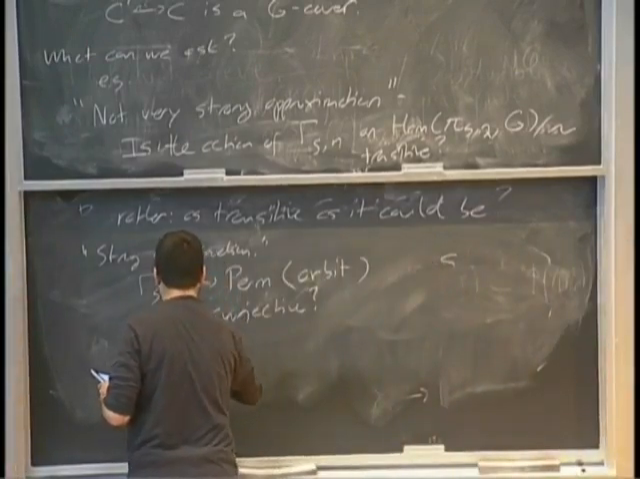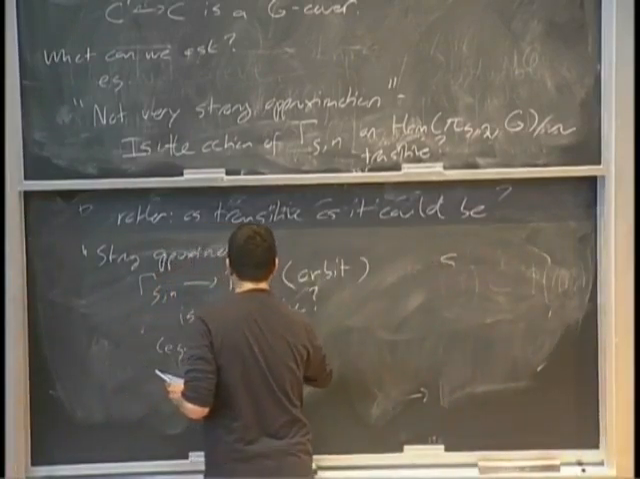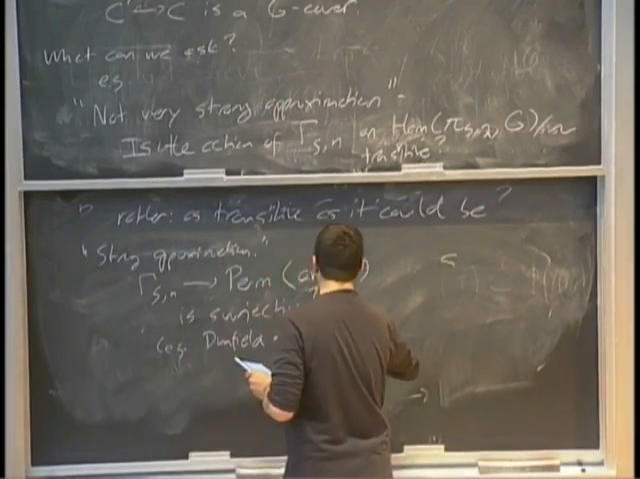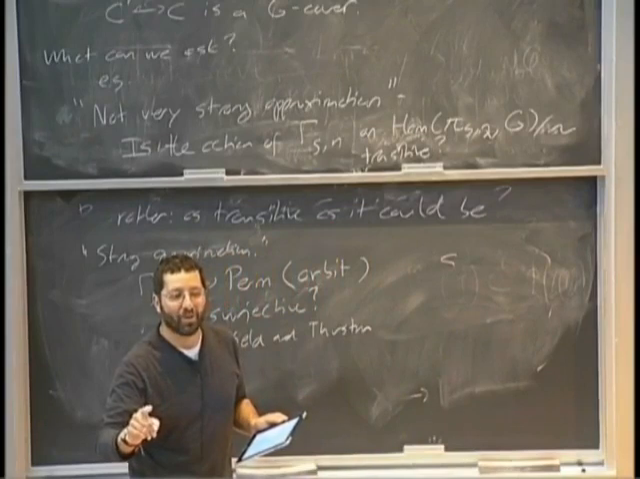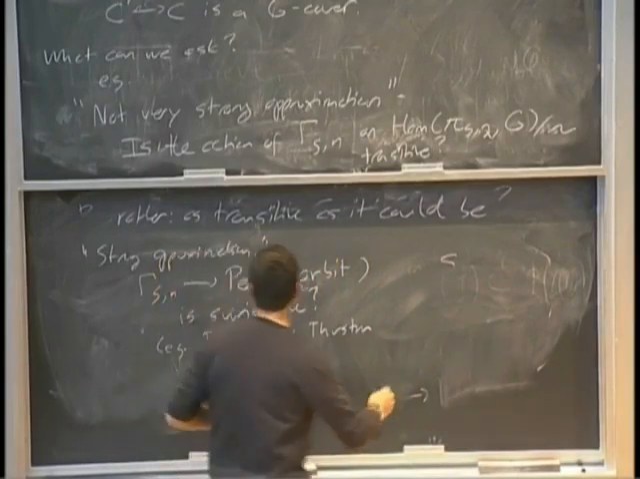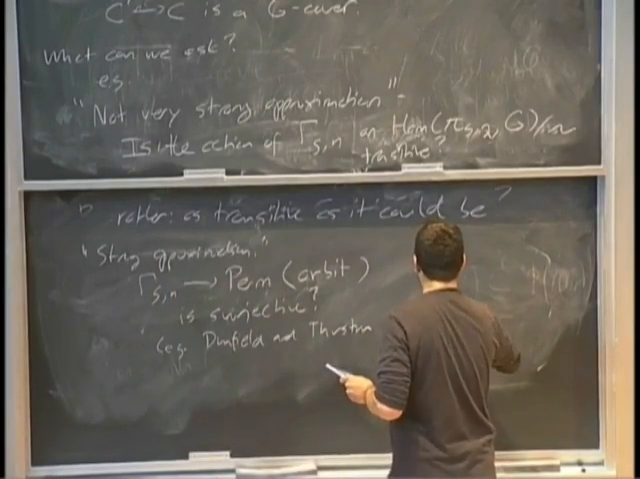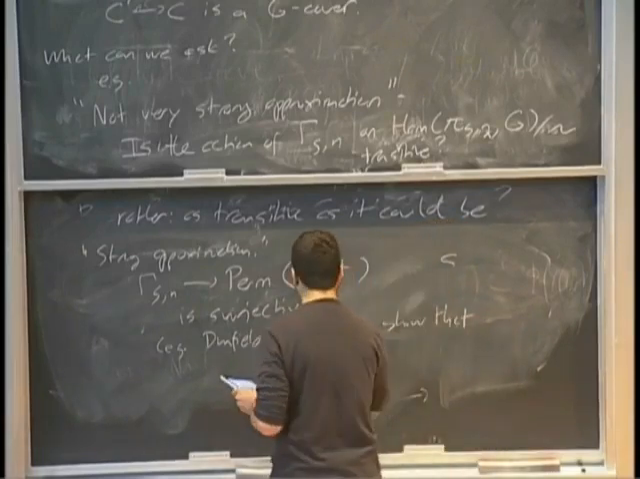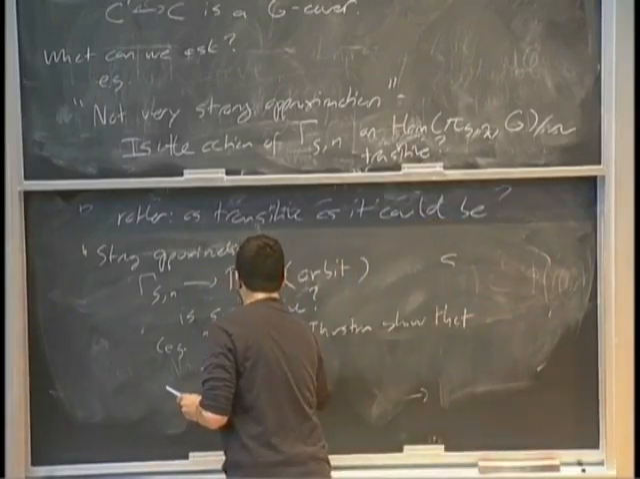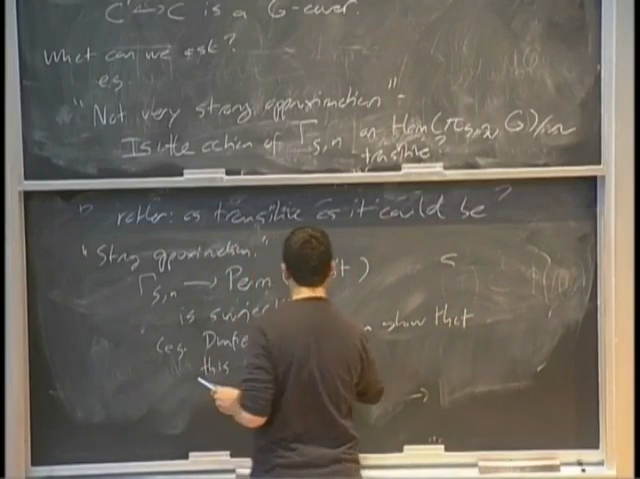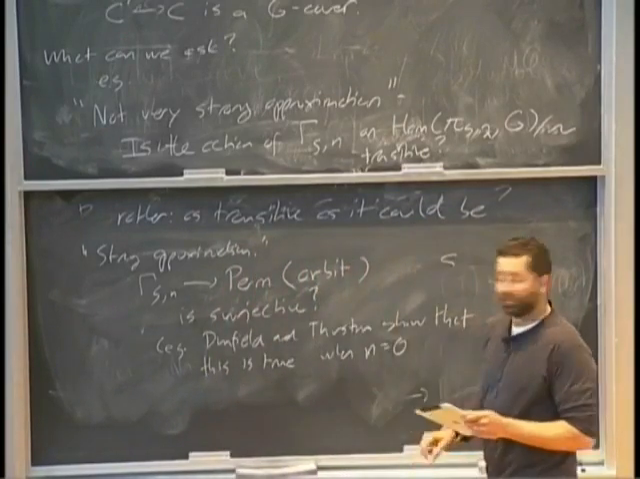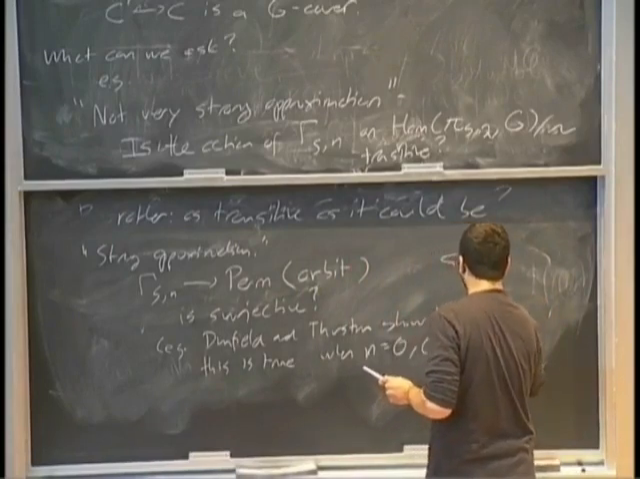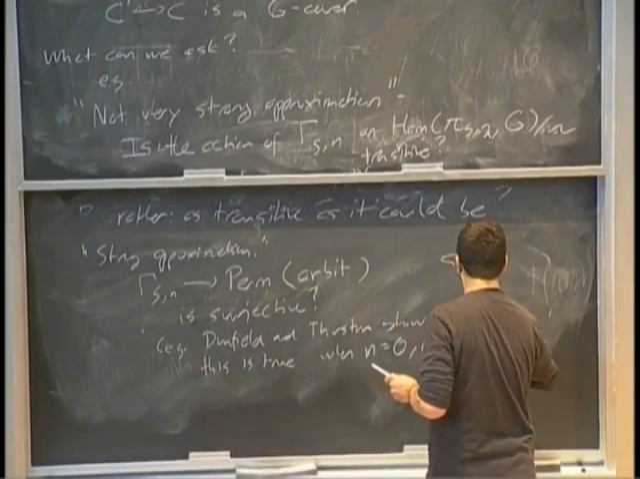So, for example, Dunfield and Thurston, but what they show, you'll see, for the people who really do strong approximation, you'll reject this as a statement about strong approximation, but I'm going to say it anyway because it's related. Show that this is true when n equals 0, so their theorem is about closed surfaces. G is a finite simple group.